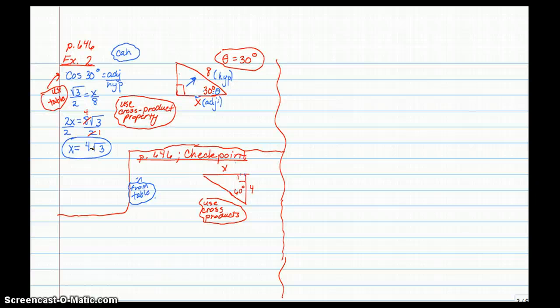Okay, let's go ahead and have you try the checkpoint activity on page 646. You're going to draw this picture. So you've got your x at the top, your right angle is right there, your 60 degrees is your theta, and your 4. This is number 2 from the checkpoint activities.